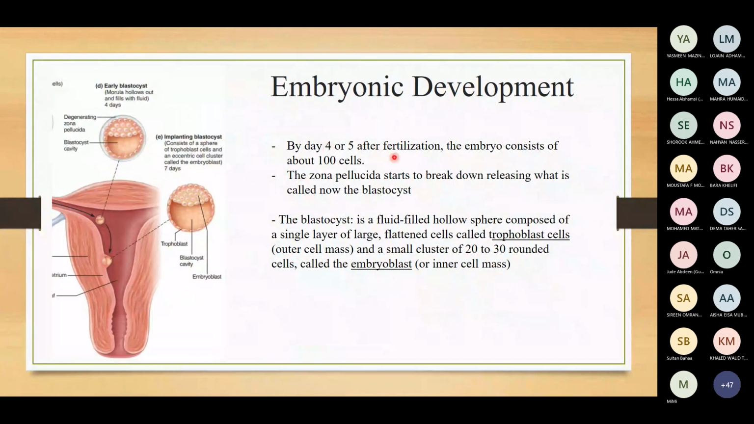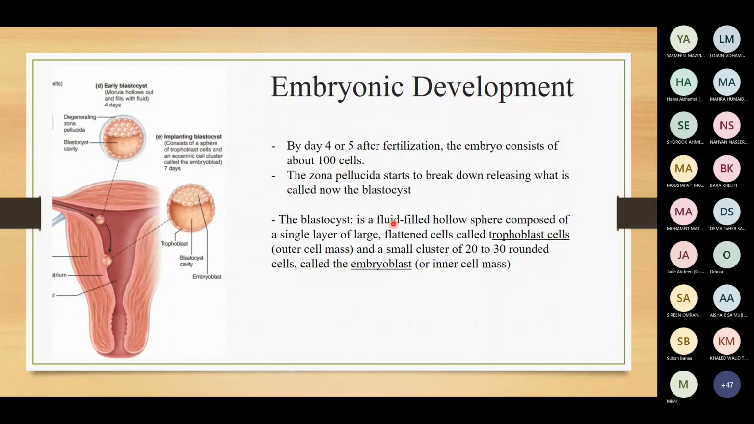So after 4 to 5 days, we have an embryo that consists of about 100 cells, okay? And we're going to notice that the zona pellucida is degenerating. It's starting to disappear. We don't need it anymore. It's going to release the cells. And once the zona pellucida is gone, we call this a blastocyst. Another reason why the name changes here is that you can notice there's fluid forming inside. Now, where is this fluid coming from? This fluid is coming from the uterine cavity. This cavity right here is full of fluid, and the fluid is going inside. What's happening is that it's pushing the cells to the side to form a cavity. Once this cavity is formed, we call it the blastocyst because it contains the blastocyst cavity, okay?